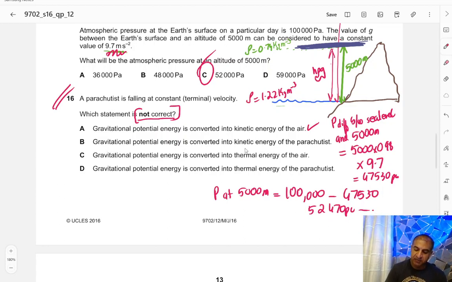Gravitational potential energy is converted into kinetic energy of the parachutist. No, that is not correct. So we are just going to leave this and we are going to move on to the correct options. Gravitational potential energy is converted into thermal energy of the air. That is also true. Gravitational potential energy is converted into thermal energy of the parachutist. That is also correct. So this is the option that is incorrect and we need to find the incorrect answer.